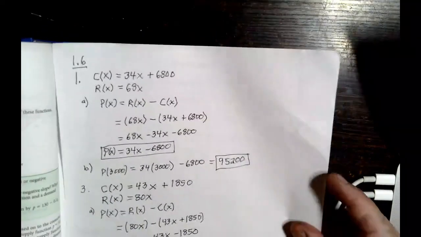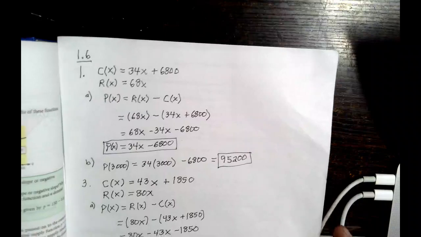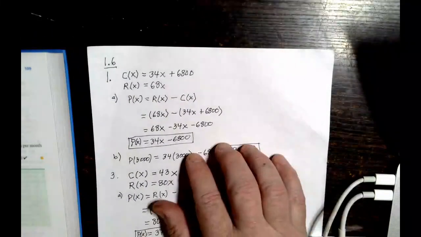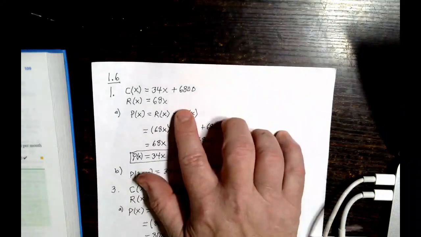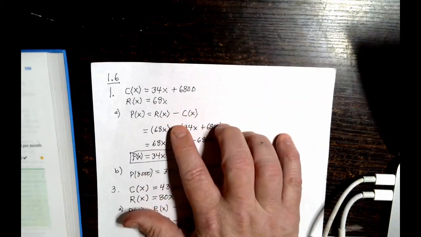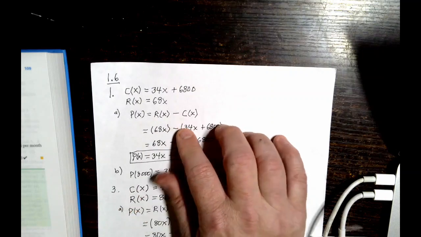Okay, let's look at 1.6. Question number 1. It says, suppose the calculator manufacturer has a total cost of 34x plus 6,800. Total revenue is 68x. What's the equation for a profit?